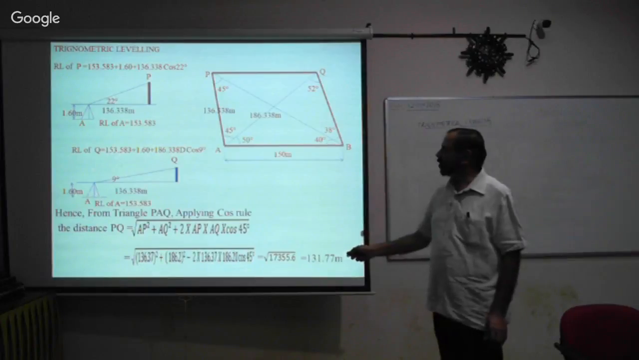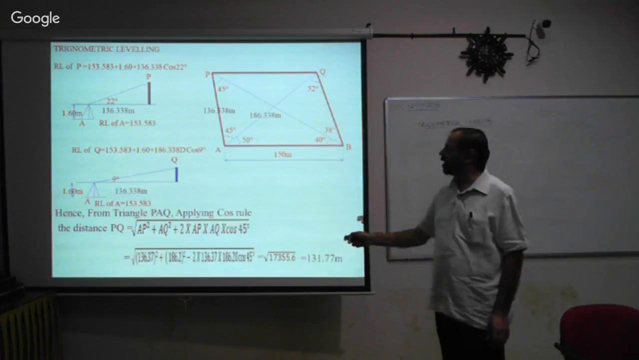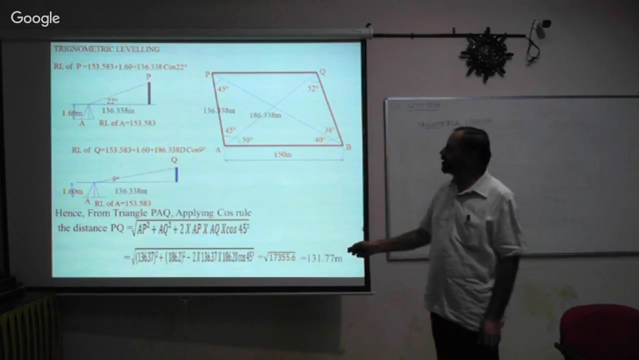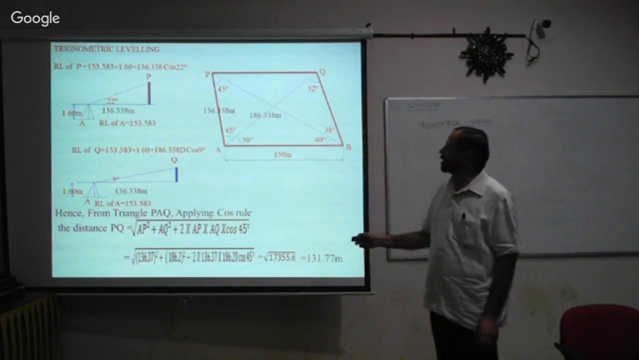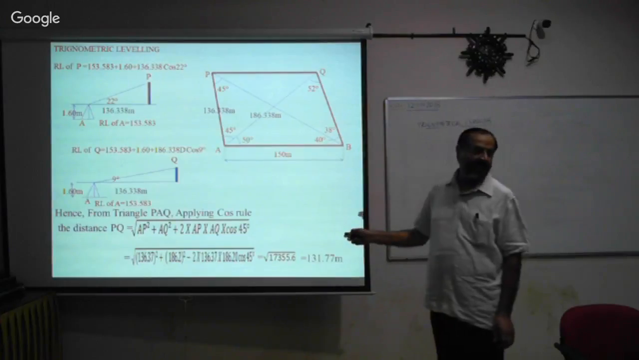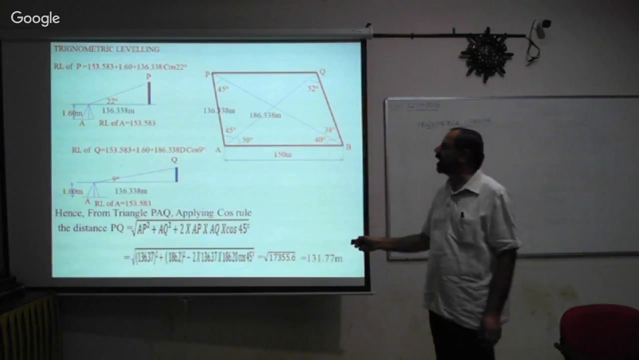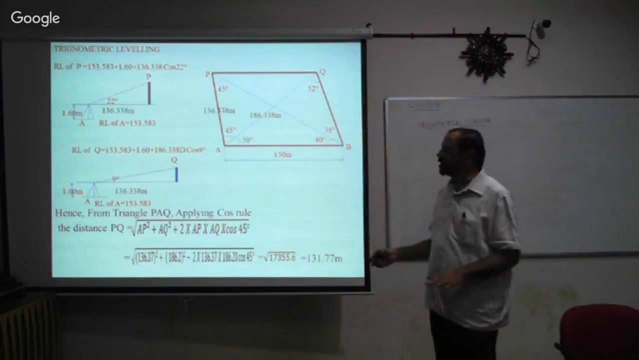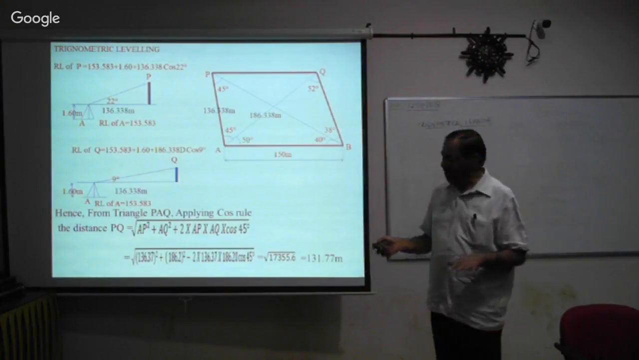Now RL plus height of the instrument plus AQ cos 9 degrees, isn't it? That gives you the elevation of Q. Now that completes the problem, isn't it?